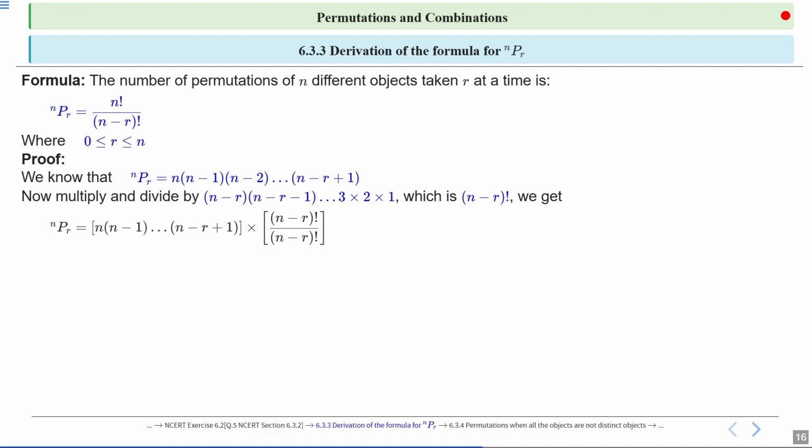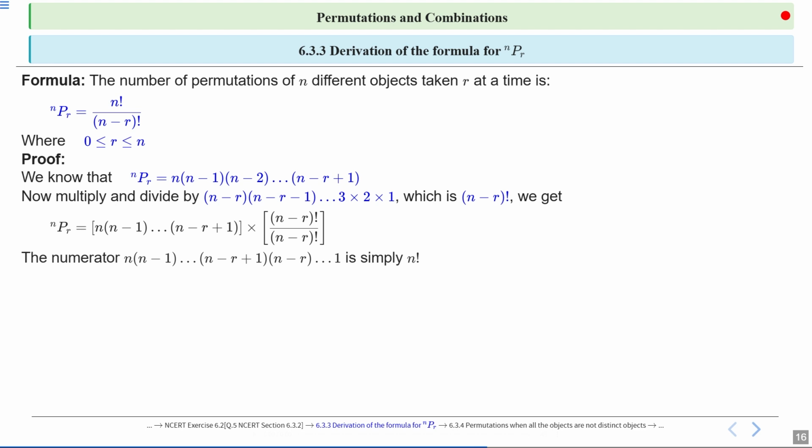Now we multiply and divide by (n minus r) into (n minus r minus 1) into dot dot dot 3 into 2 into 1, which is basically (n minus r) factorial. So we get nPr equal to n times (n minus 1) times dot dot dot (n minus r plus 1) multiplied with (n minus r) factorial upon (n minus r) factorial. This step is very crucial because it helps us bring the numerator into factorial form.